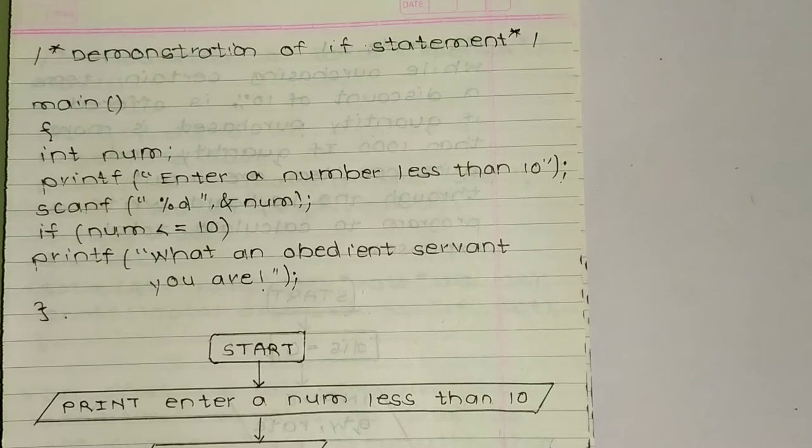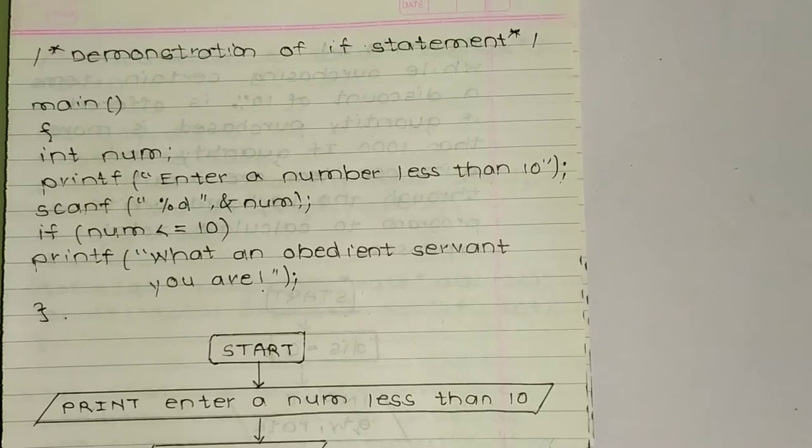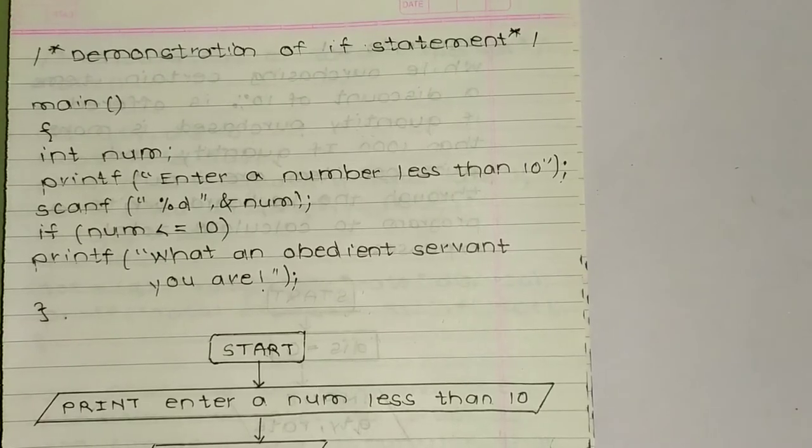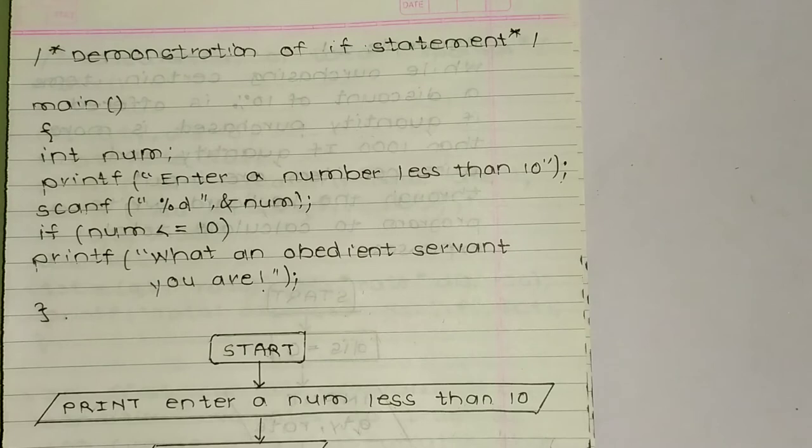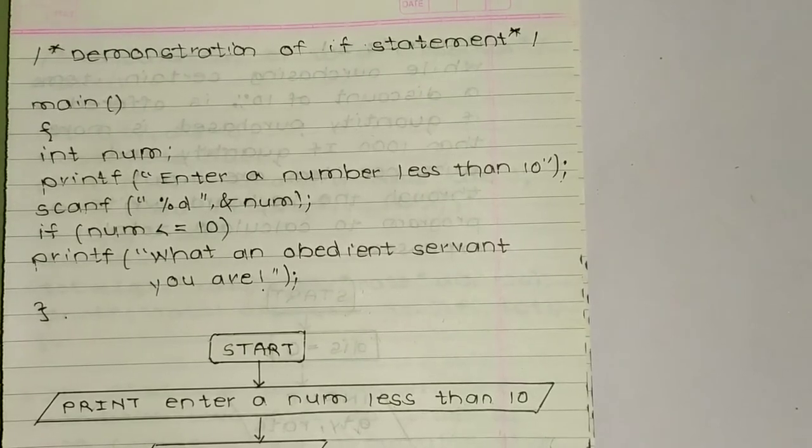Now scanf. So here we are scanning that number. So %d is written because that number is an integer. So %d, comma and num. So ampersand is given before any integer or any quantity. So scanf %d, comma and &num.